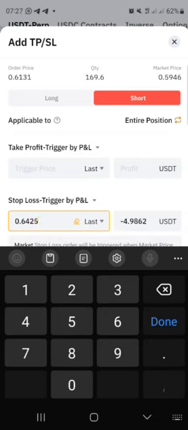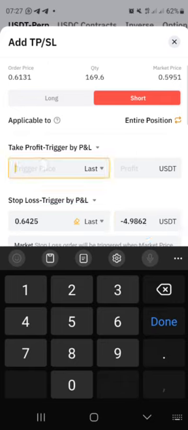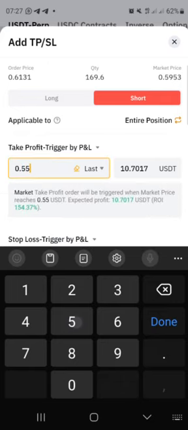You can see the amount that you are getting here. It is approximately just $5. So if this trade goes to stop loss, you are going to lose just $5. So that is what your risk management does for you. You're going to lose just $5. Then you can put your take profit, which is 0.5534.